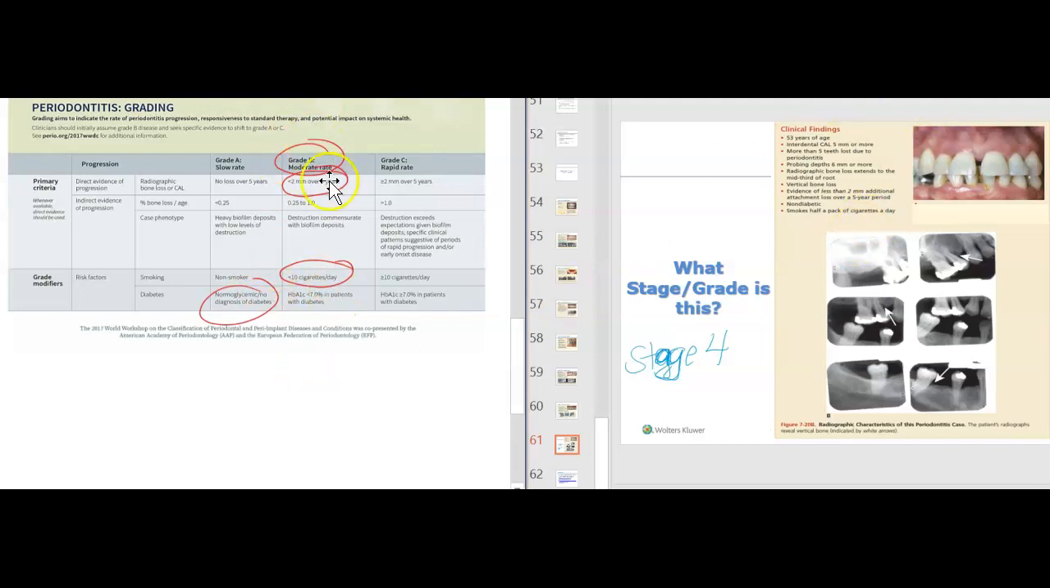So where do we see the most circles? We see the most circles in grade B. So therefore, this client is a grade B client. All right, I hope that helps.